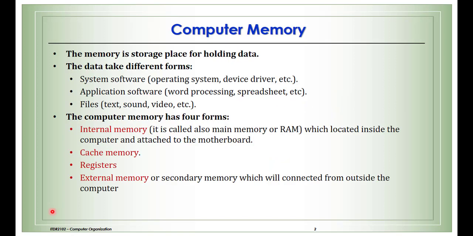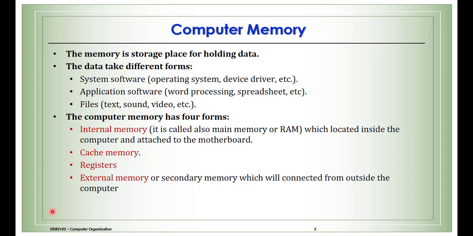First, what's the memory? Memory is a storage place for holding data. So any storage media is called a memory. The data that can be stored in the memory could be system software like an operating system or device drivers, or application software like word processing, spreadsheet, etc., or any other files, whether it's a text file or sound or video. And computer memory has four forms.